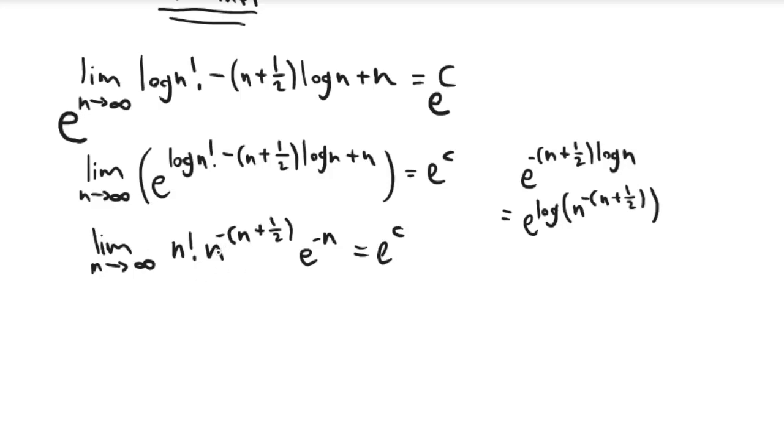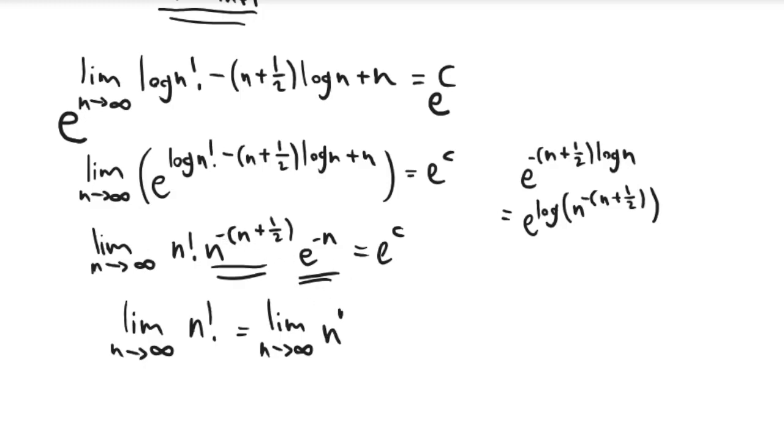And then all we have to do is just move this expression and this expression to the other side. And that tells us that the limit as n goes to infinity of n factorial is the limit as n goes to infinity of n to the now positive (n plus 1/2) times e to the n. Oh, oops, sorry, this should have been e to the negative n. And so now this is e to the negative n times e to the c.